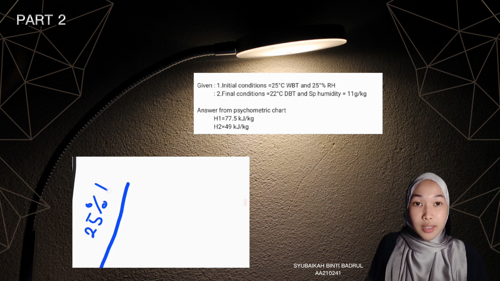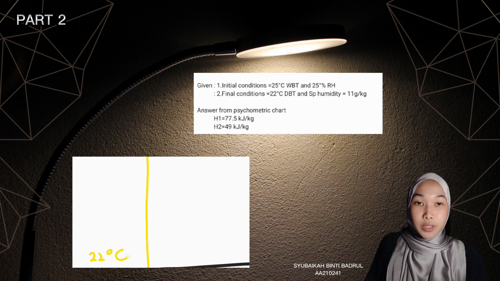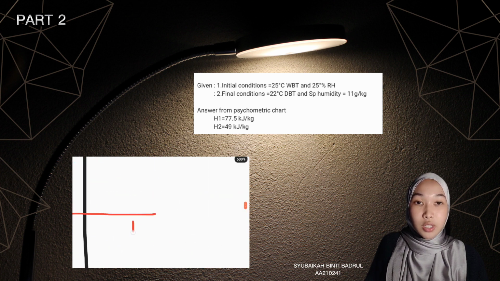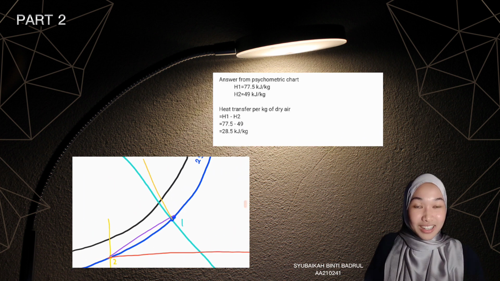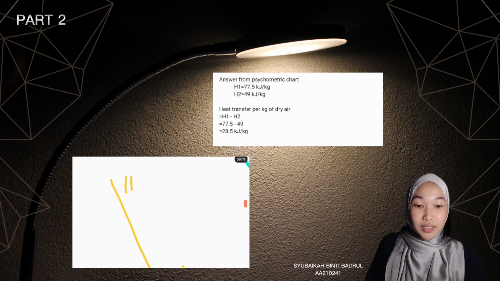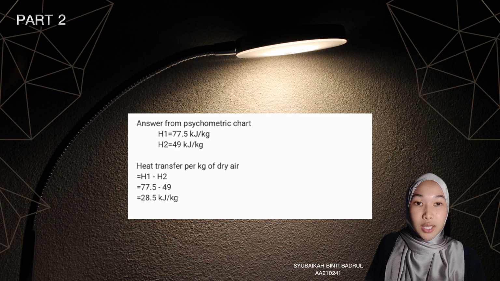So, enthalpy at initial condition, that is at point 1, is 77.5 kJ per kg, and at final condition, point 2, the enthalpy is 49 kJ per kg. By putting the values of H1 and H2, we got the heat transfer per kg of dry air as 28.5 kJ per kg of dry air.